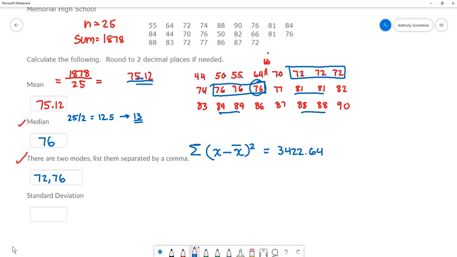And so if I have that sum over n minus 1, so that's going to be over 24, that would give me my standard deviation. And that ends up being 11.94 approximately.